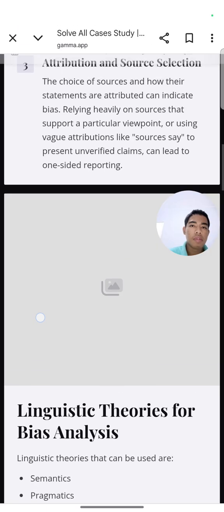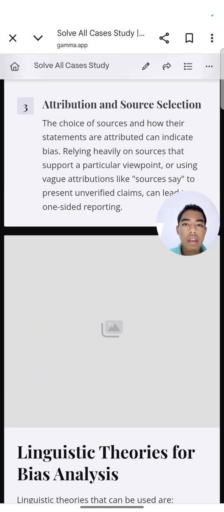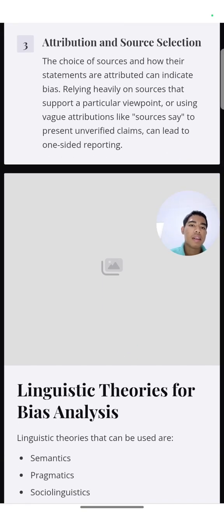Number three, attribution and source selection. The choice of sources, their statements, and attribution can indicate bias. Relying heavily on a source with a particular viewpoint, or using vague attribution like "sources say" to present unverified claims, can lead to one-sided reporting.